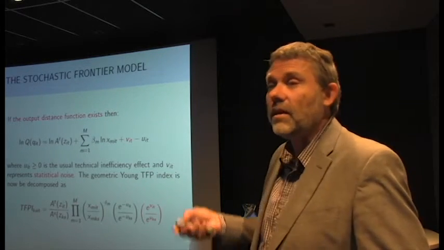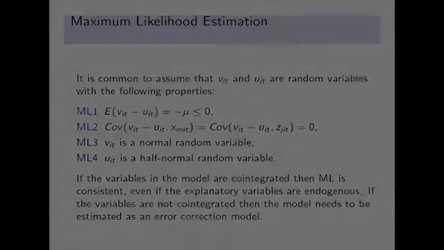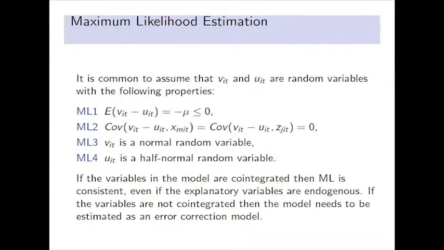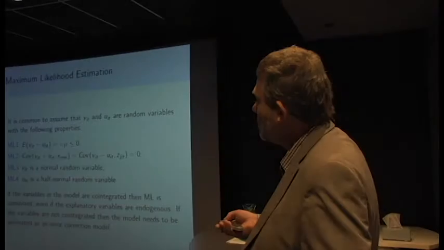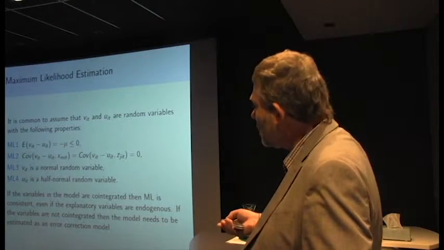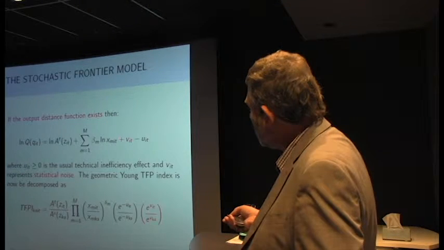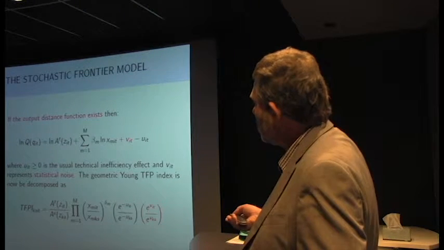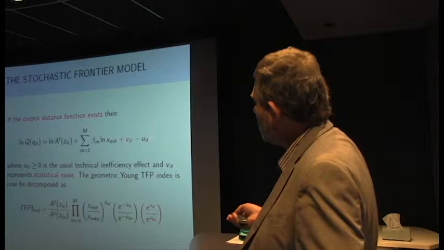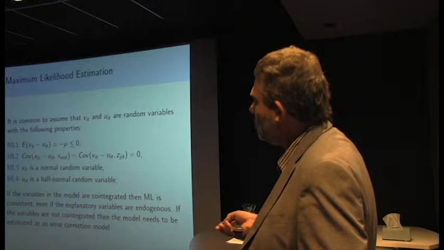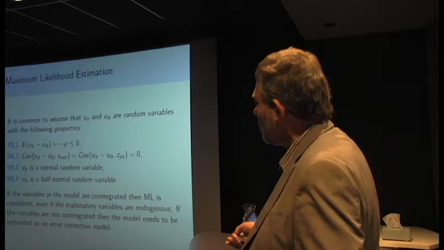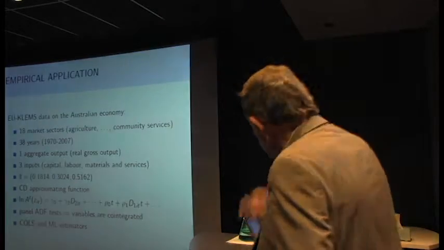So what I'm going to do is estimate it. This is just an econometric model, and it's easy enough to estimate by the method of maximum likelihood. Maximum likelihood is simple, well, you know what maximum likelihood is. Key assumptions in the standard stochastic frontier model are that these are unobserved error terms, one representing noise, one representing inefficiency, and we just make a couple of assumptions on those and away we go. All right? And that's what I've done.